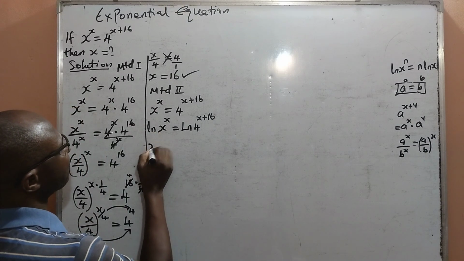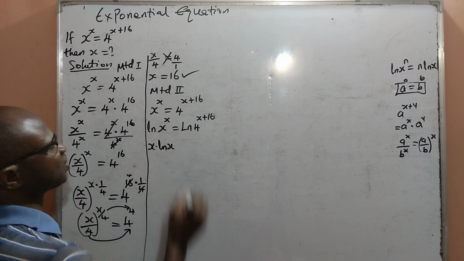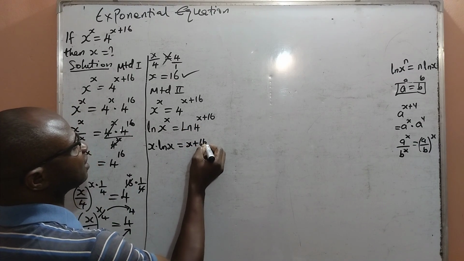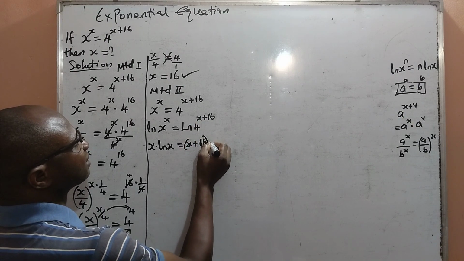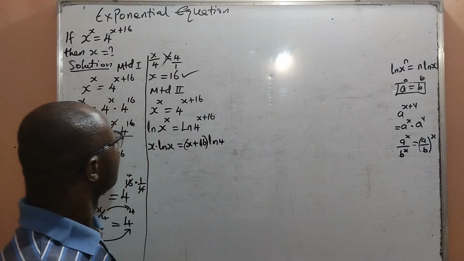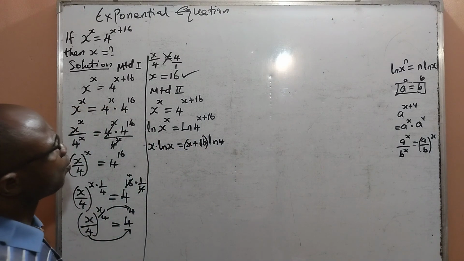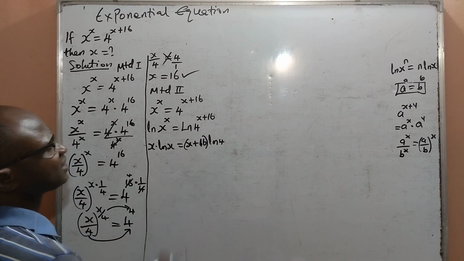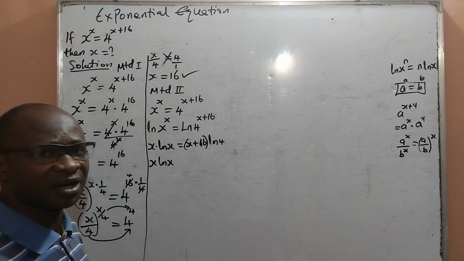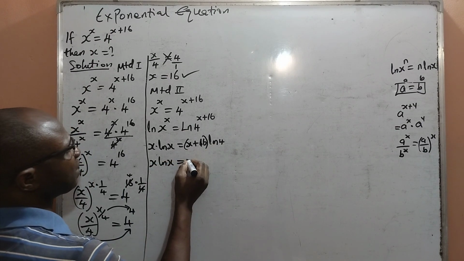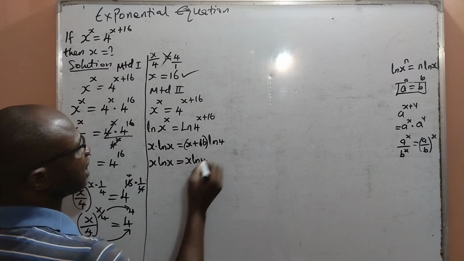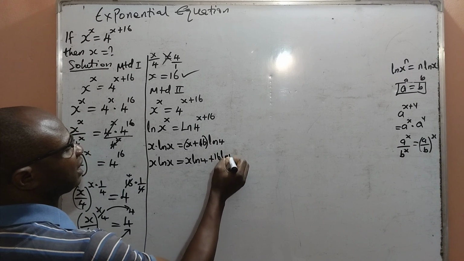So doing it on the left, I will have x multiplied by ln x equal to the right hand side. I will also have x plus 16, which is the power, multiplying ln 4. So I am applying natural logarithms. Beautiful. Now, what I can do next on the right hand side is open the brackets to have x multiplied by natural logarithm of x is equal to, opening the bracket, x ln 4. That is x multiplied by ln 4, then plus 16 ln 4.